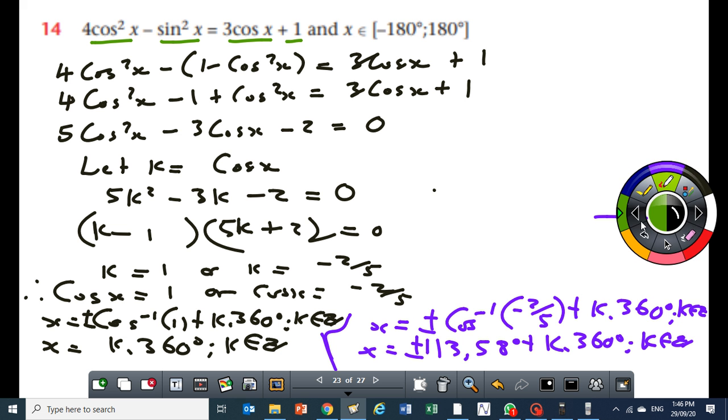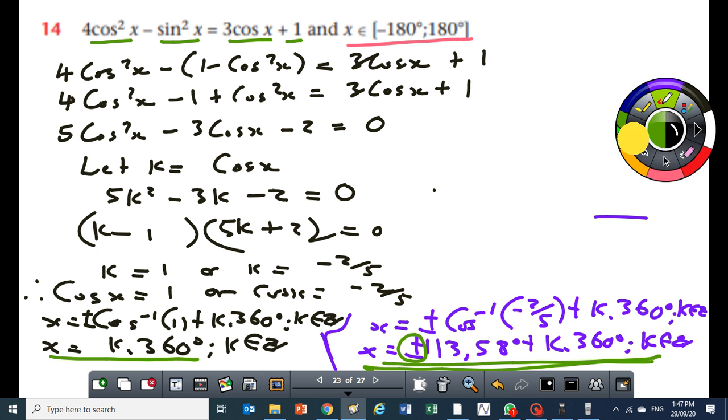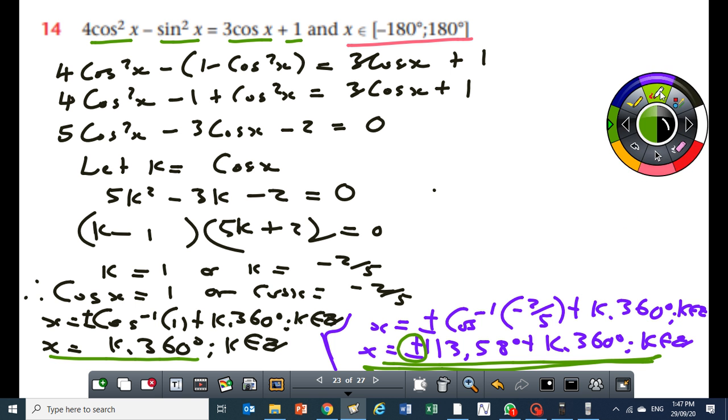And I don't have enough space, so what I'm going to do is find the values of x. Remember, the question is based on finding x values. It's not asking for the general solution. If it was asking for the general solution, then you stop here. These two, remember there are 2 there because of that plus or minus, and then you also have the third one here. So 3 general solutions. Now we want x between minus 180 and 180, so we have to substitute k.